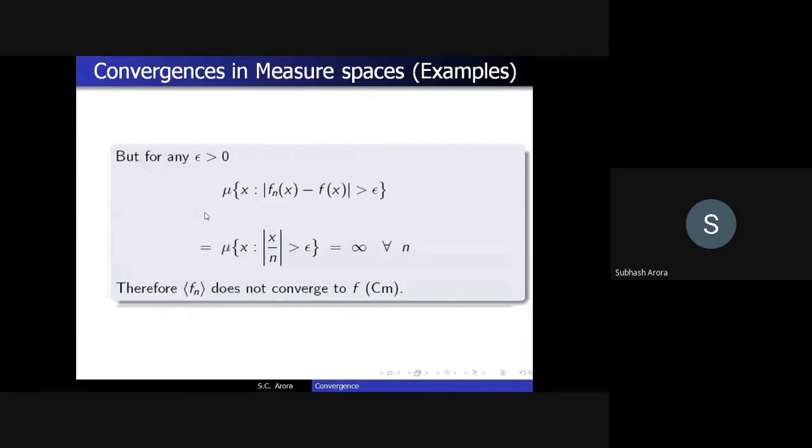Here f(x) is 0 and f_n(x) is x/n, and this is going to be equal to, you see, infinite for every n. Therefore, f_n does not converge to f in measure. And this finishes the whole thing.